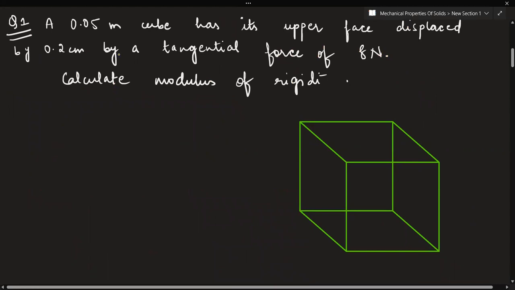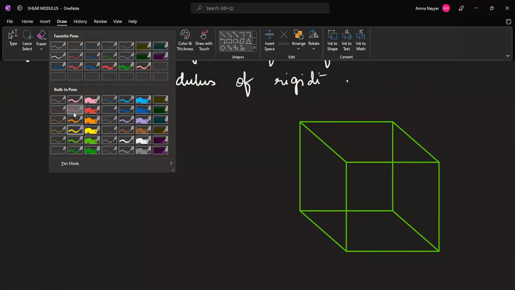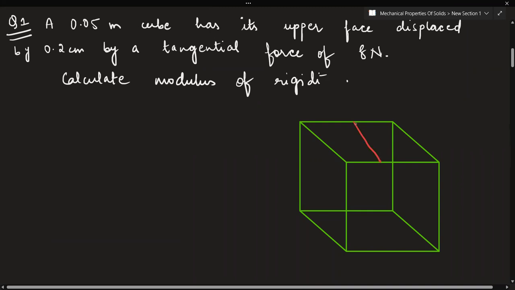Just try this. A 0.05 meter cube has its upper face displaced by 0.2 centimeter by tangential force 8 newton. See, if this is the cube, then the upper face will get displaced. So it is getting displaced by 0.2 centimeters. So this is the change in the length. This is the shift that is occurring. And 0.05 is the length of the face of each cube.